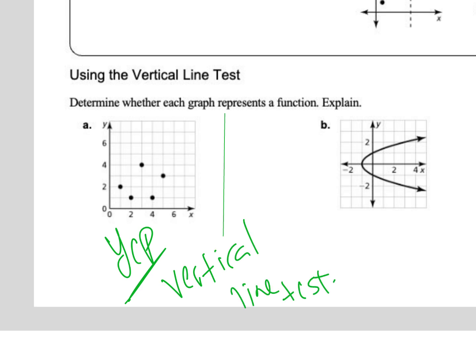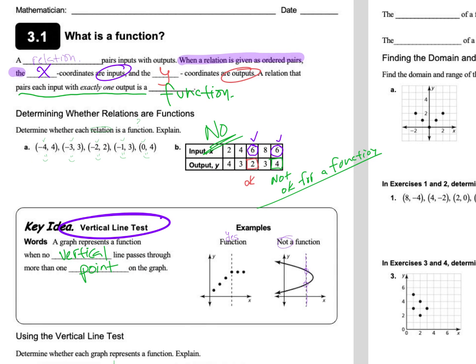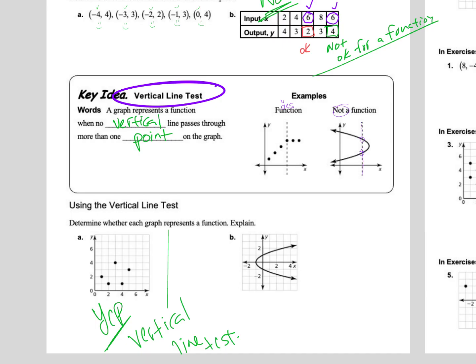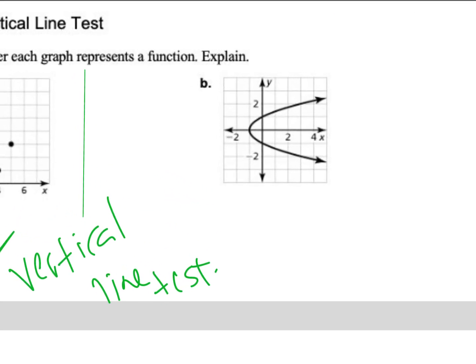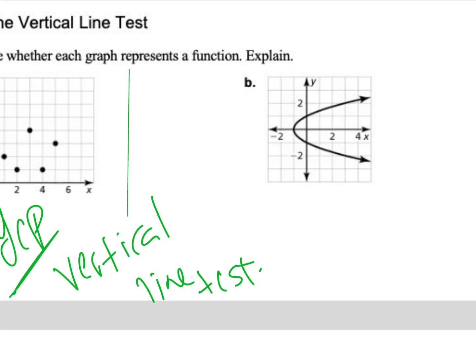And what's my explanation? Vertical line test. Now, by the way, up here, I didn't write out my explanations. I was talking. You guys are unfortunate in that you don't record you doing your assignments, and nor would you or should you.